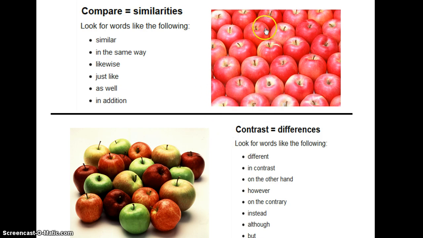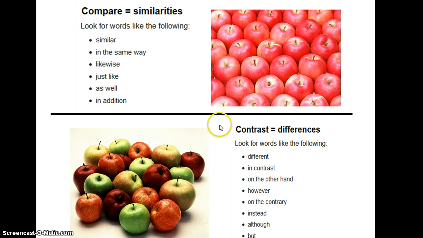Look at this picture here. You can see we have apples, lots and lots of apples. They are all very similar. They have the red color. They also likewise have kind of a greenish center right around the stem, just like each other. They are all very similar.